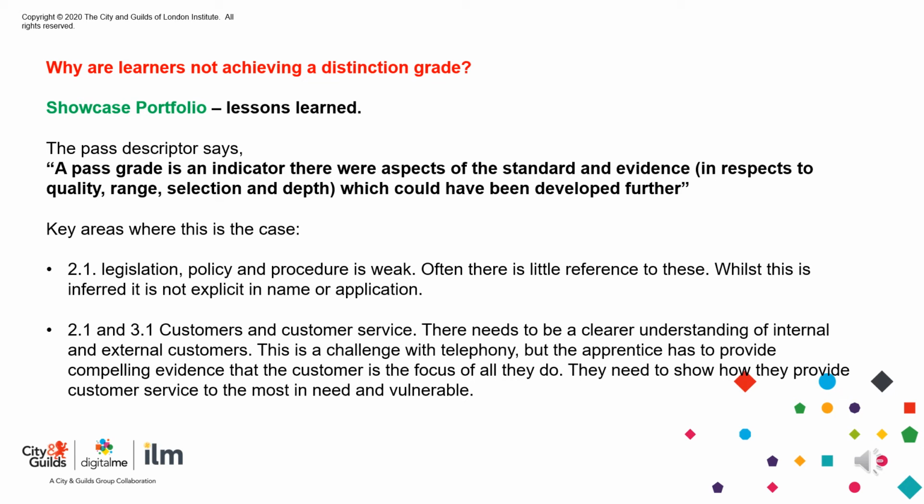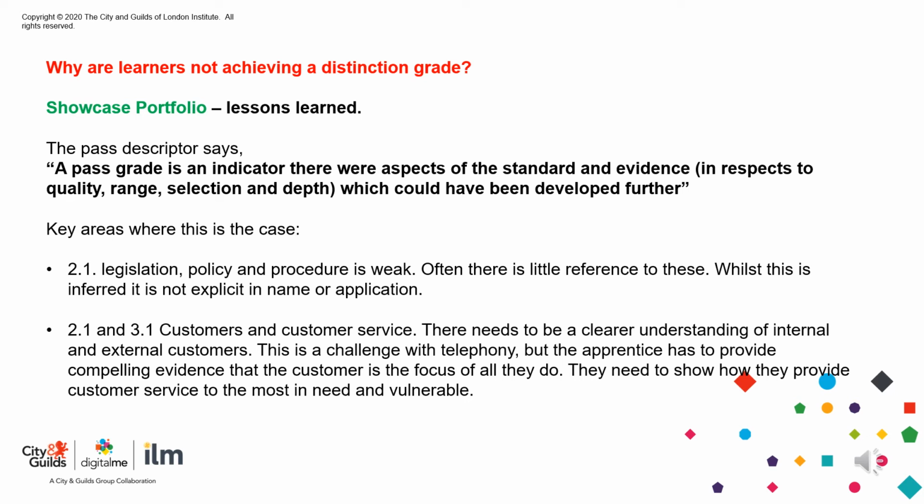The pass descriptor says a pass grade is an indicator there were aspects of the standard and evidence in respects to quality, range and selection and depth which could have been developed further. Key areas where this is the case are 2.1 and 3.1. 2.1 looks at legislation, policy and procedure. This area is often quite weak.